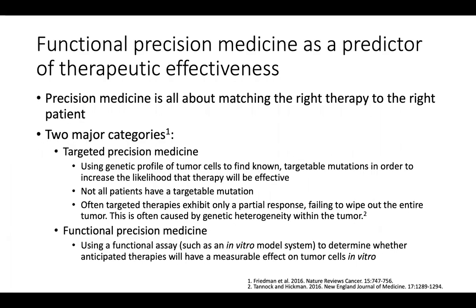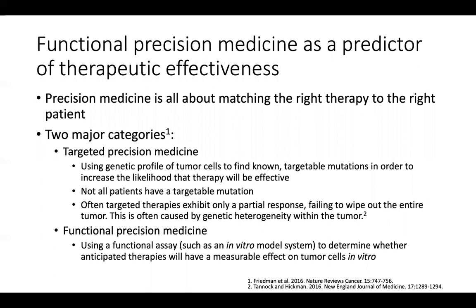However, I want to start by talking about two major categories that were identified by Friedman et al. in 2016. The first is targeted precision medicine, which is all about trying to use a genetic profile of tumor cells to find known targetable mutations. This increases the likelihood that the therapy will be effective.